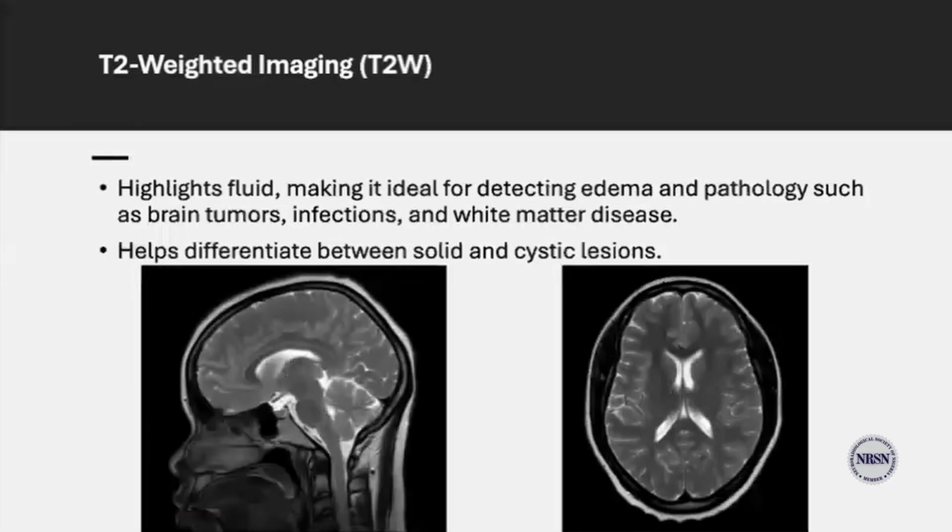A T2 weighted image is ideal for highlighting fluid, which makes it especially useful in detecting edema and a wide range of brain pathologies like tumors, infections, and white matter diseases. Because fluid appears hyperintense or bright, it also helps us differentiate between solid and cystic lesions, giving us important clues about the nature of what we are seeing.